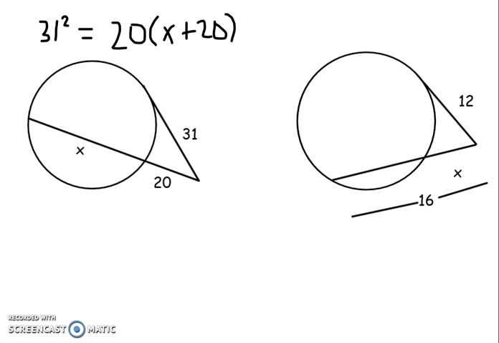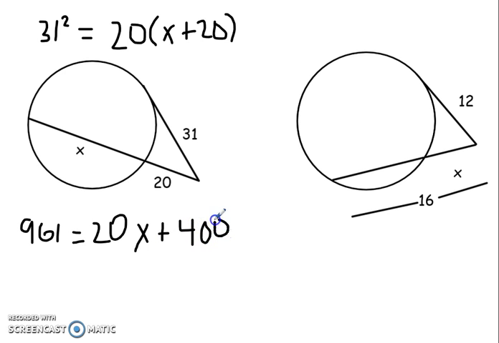So 31 squared is 961. So we have 961, and that equals, we're going to distribute the 20, so we get 20x plus 400. And we've got to solve that for our x. So subtract the 400, so we have 561 equals 20x. And then divide 561 by 20. So we get that x equals 28.05.